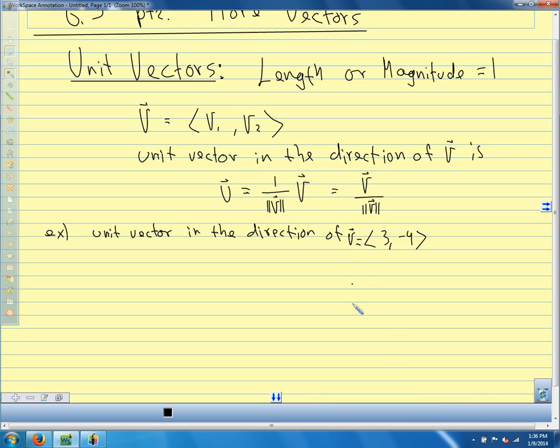So finding our unit vector, easy calculation. We're going to do v over the length of v. Didn't draw my v very well there. All right, so what is the length? If v is 3, -4, what's going to be the magnitude of v? 5.